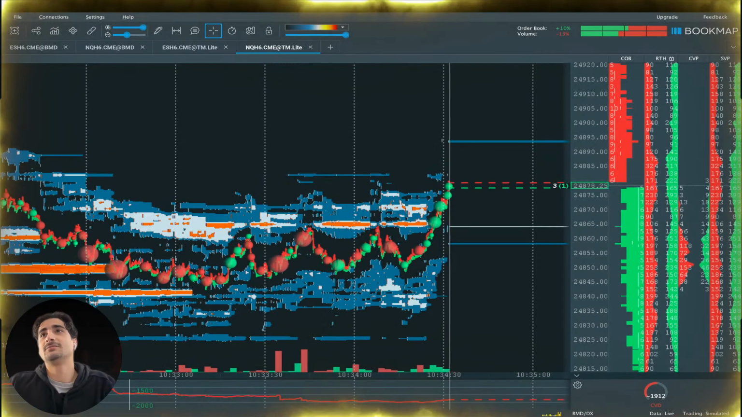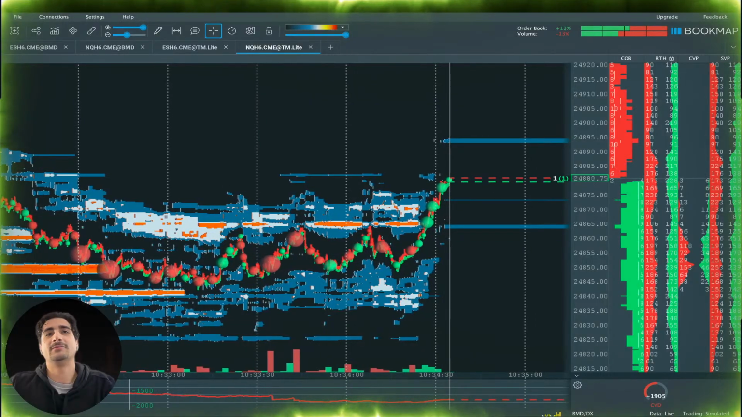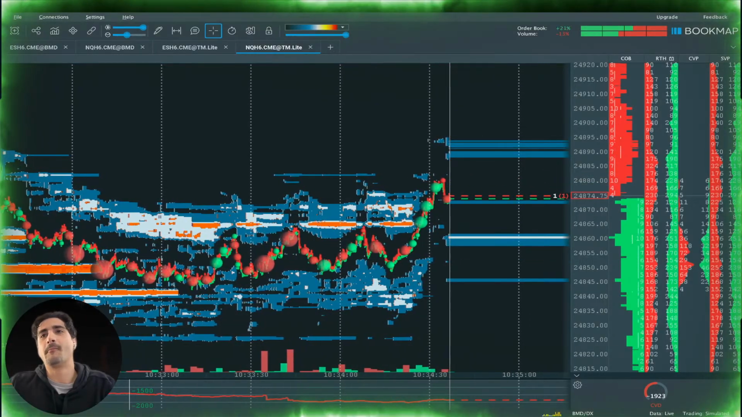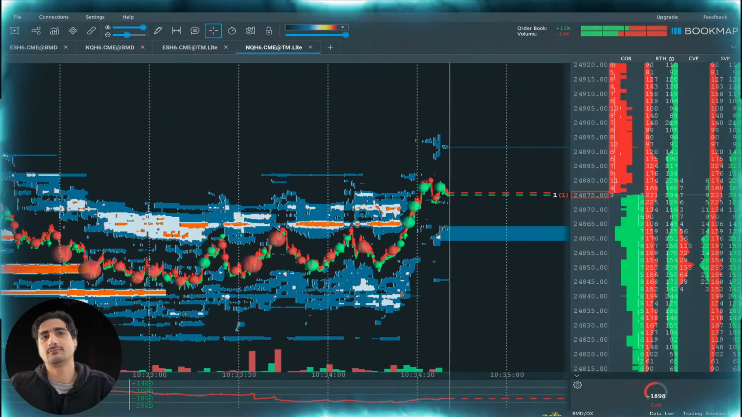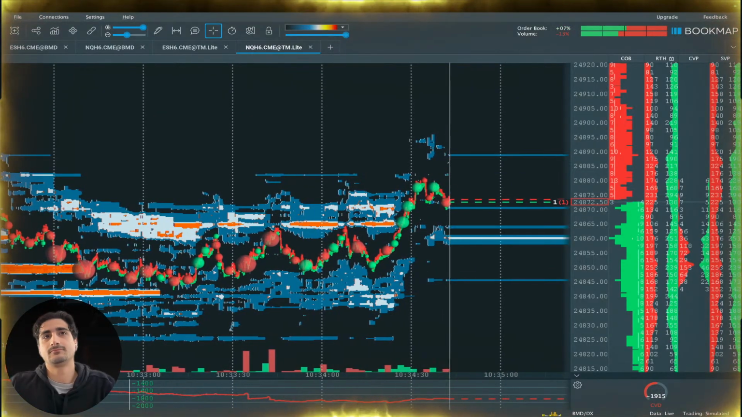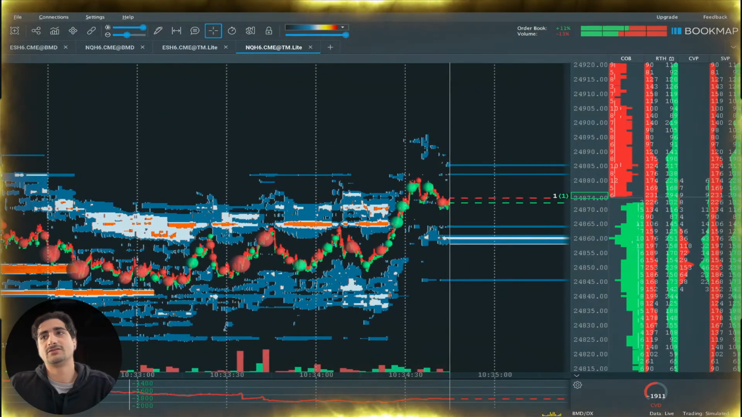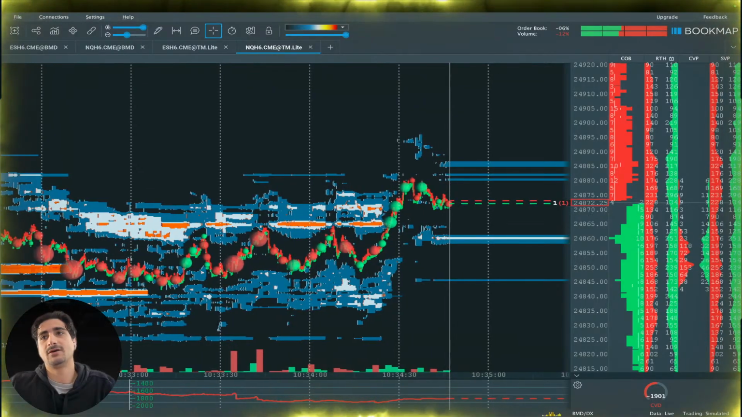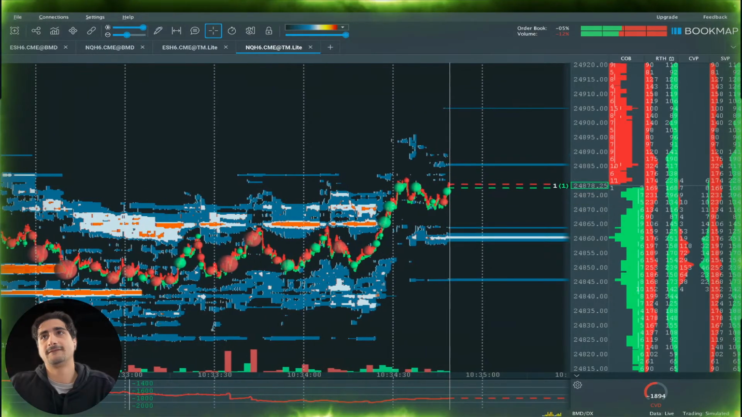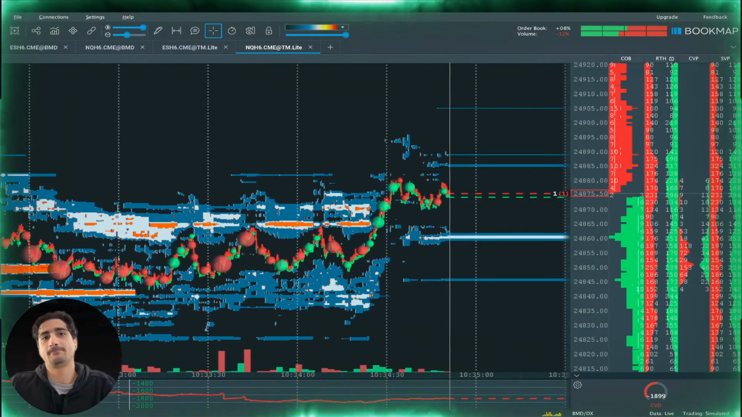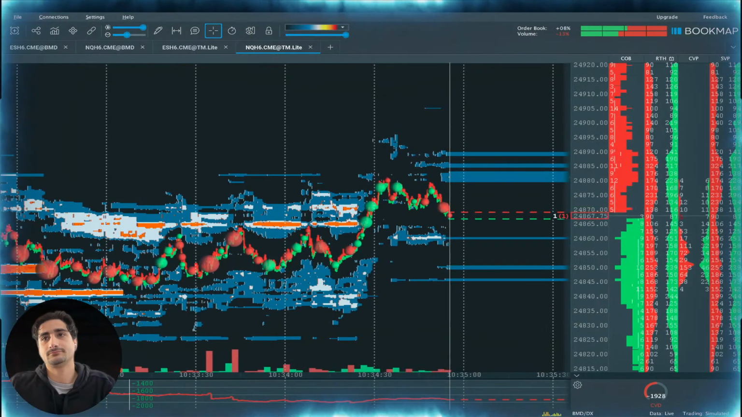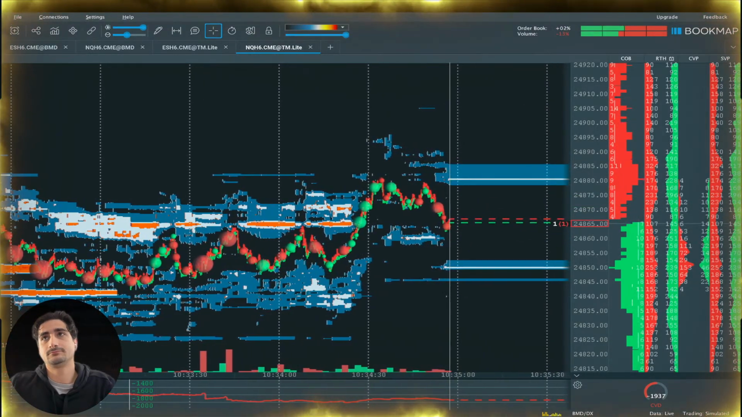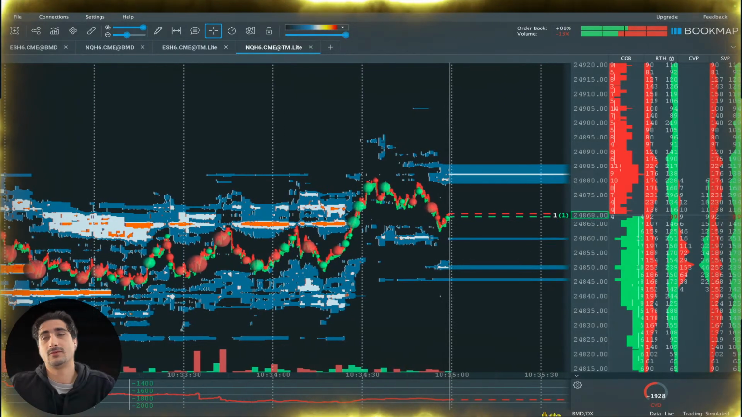Okay, a little push up right off VWAP. Honestly, if this candle closes well, I can see buyers stepping in again. Oh, wow.